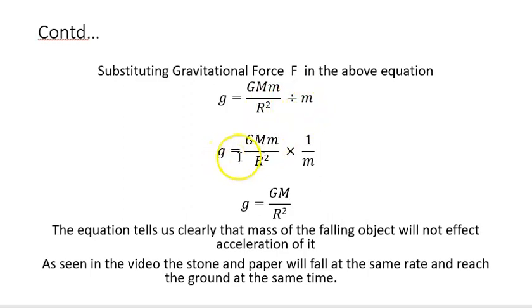Therefore, g is equal to capital G into capital M into small m upon r square into 1 upon small m. Cancelling the common term small m, we get g is equal to GM upon r square. The equation thus tells us clearly that the mass of the falling object will not affect its acceleration. As seen in the video, the stone and paper will fall at the same rate and reach the ground at the same time.